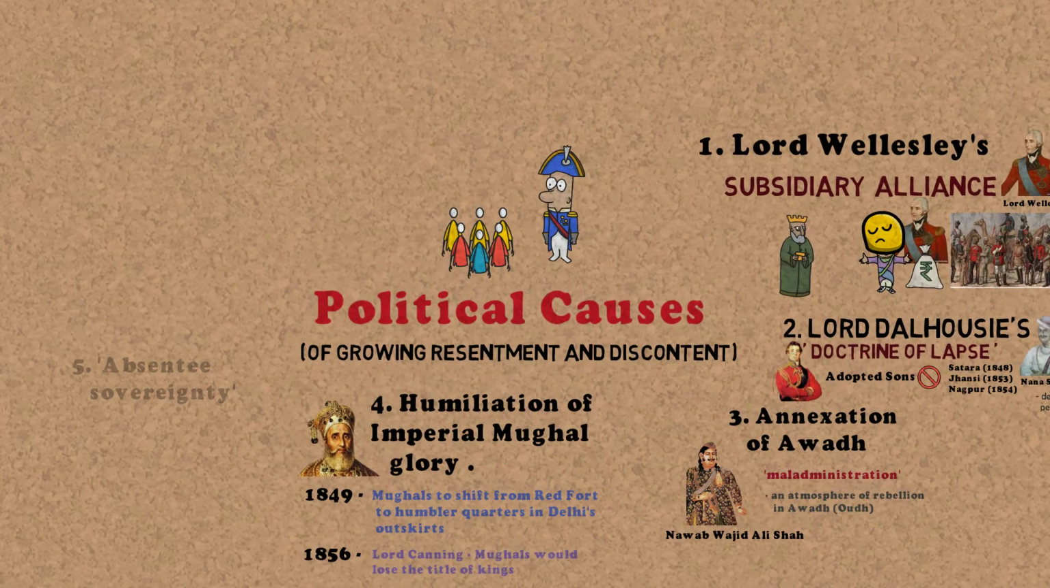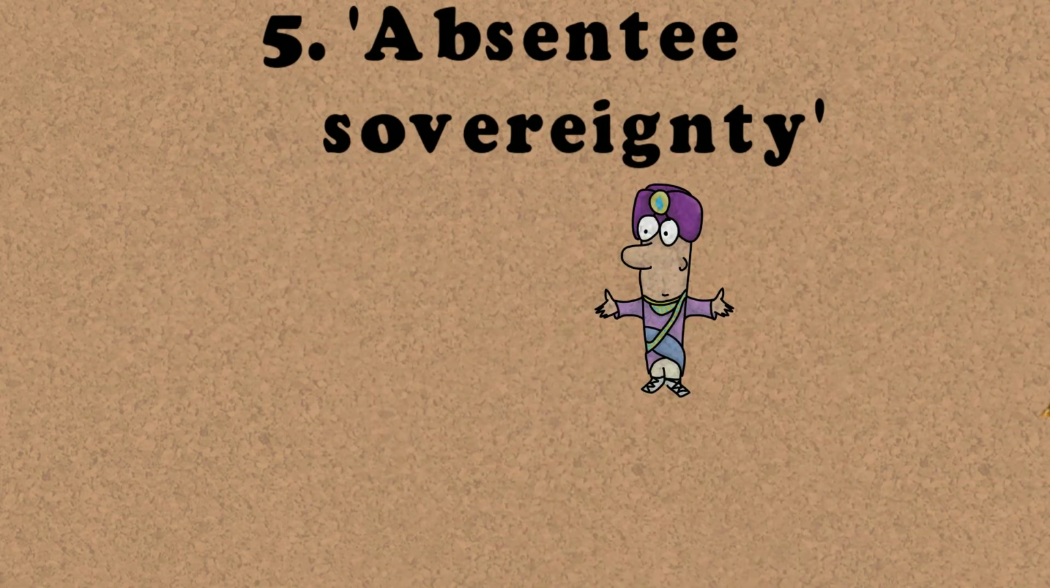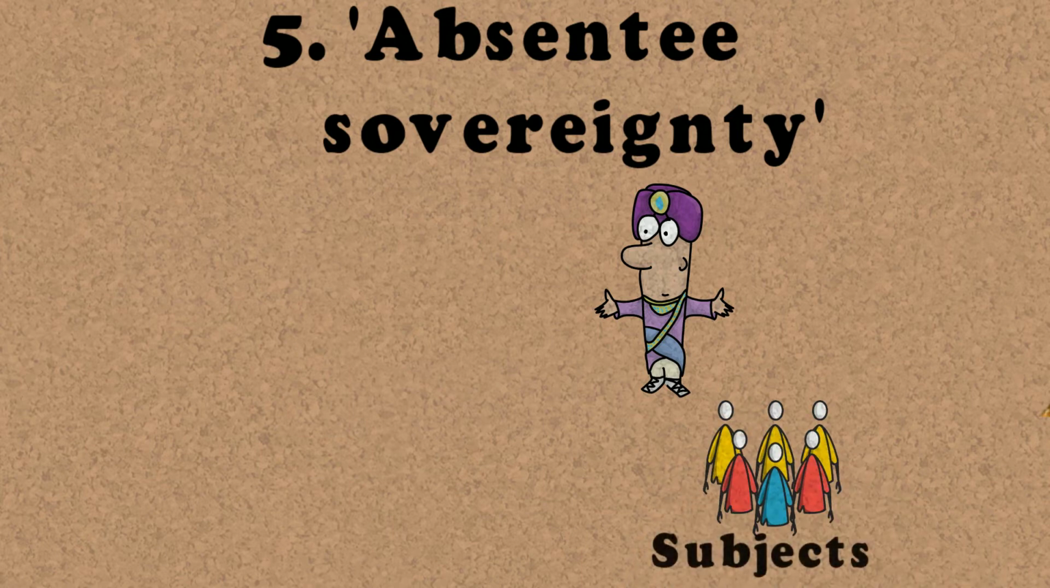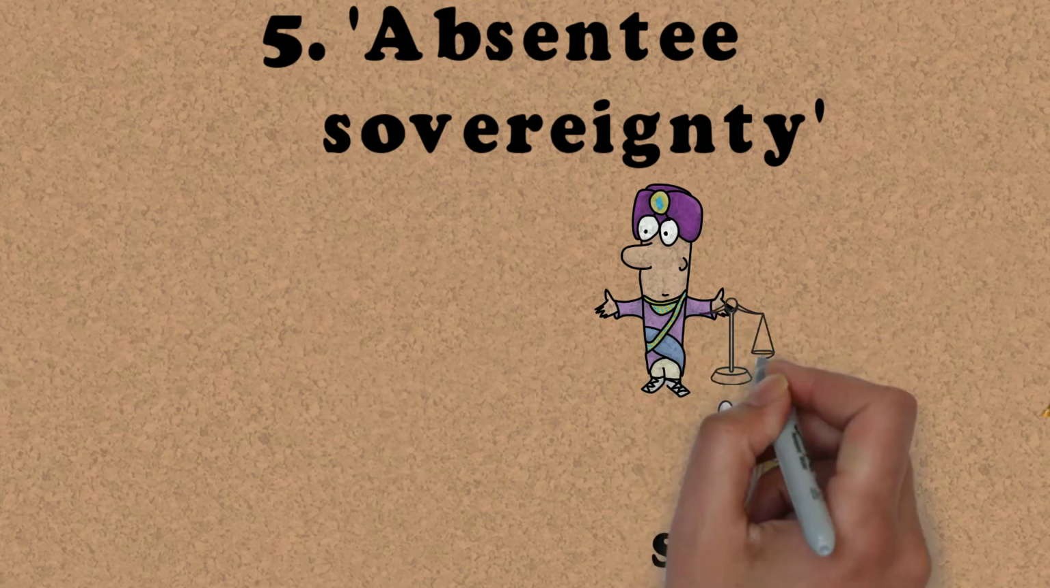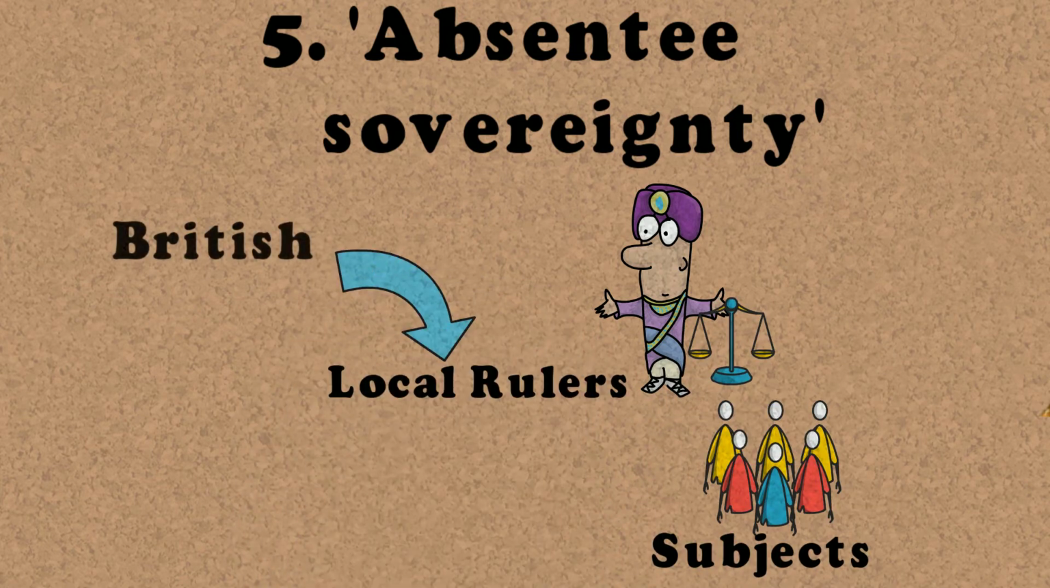The next political cause was absentee sovereignty. What is absentee sovereignty? Any ruler has the responsibility of looking after their subjects. So if people have any problems, then they report it to the ruler to get justice. But since the local rulers were subjugated under the British, people didn't know whom to direct their grievances to.